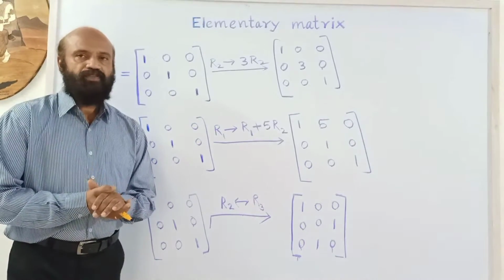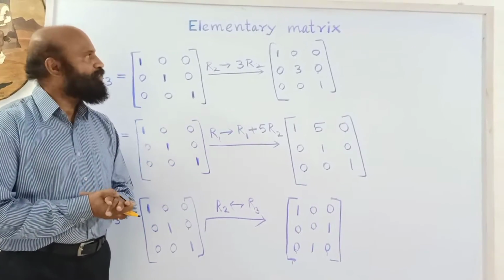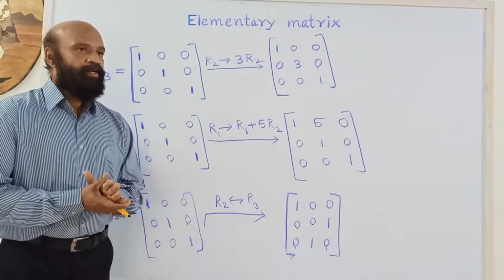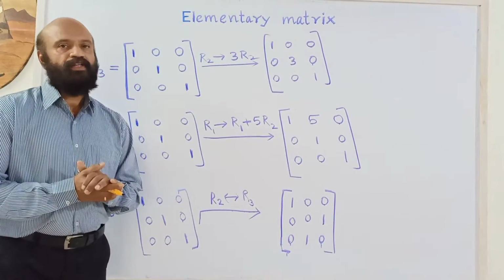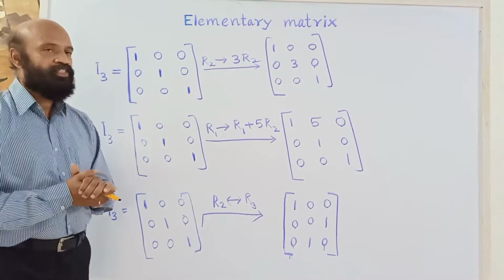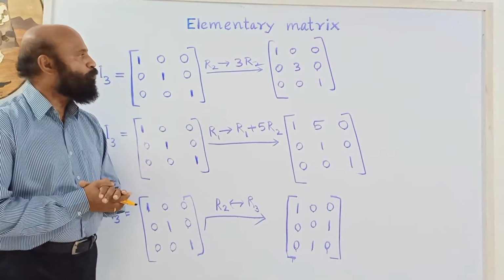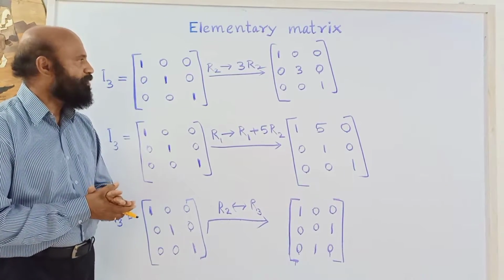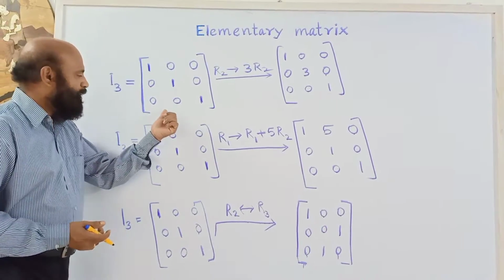Elementary matrix. First, let us see the definition for elementary matrix. An elementary matrix is a matrix obtained from an identity matrix by performing only one elementary transformation. Now we'll see some examples.